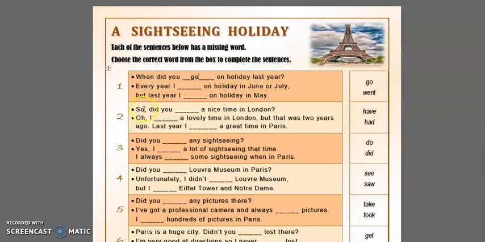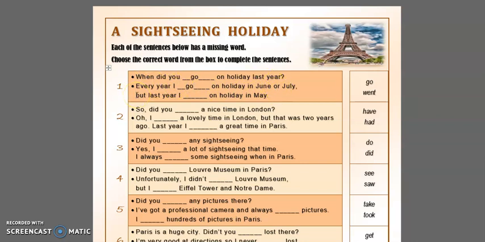The answer. Every year, todos los años, I on holiday in June or July. Todos los años, acuérdense, if we are using every, this means that this is a habit. Cada año esta persona hace lo mismo, por lo tanto estamos hablando de un hábito. Por lo tanto, el verbo tiene que ser en presente. Every year I go on holiday in June or July. Cada año me voy de vacaciones en junio o julio.